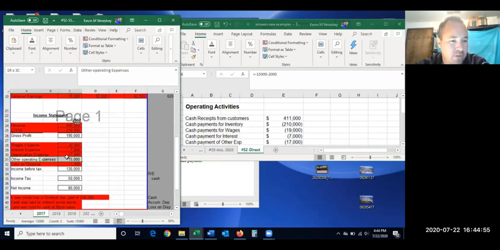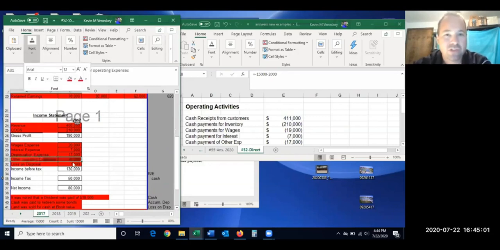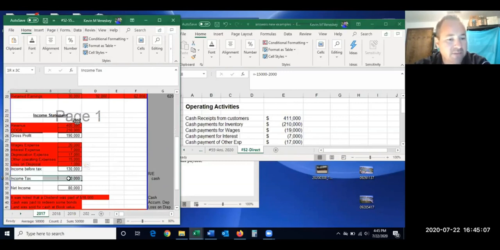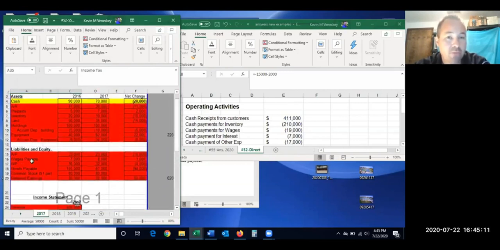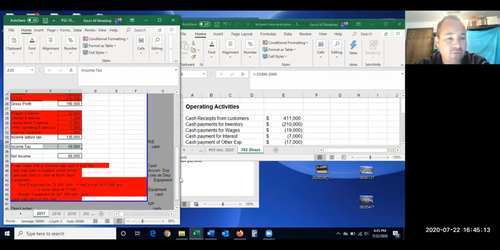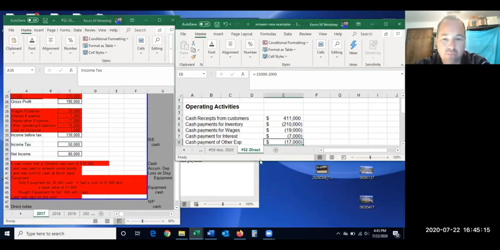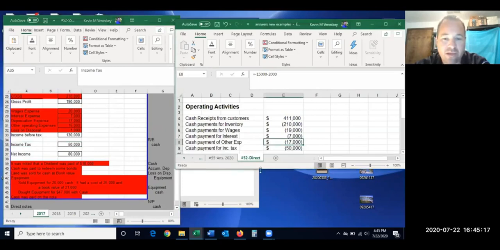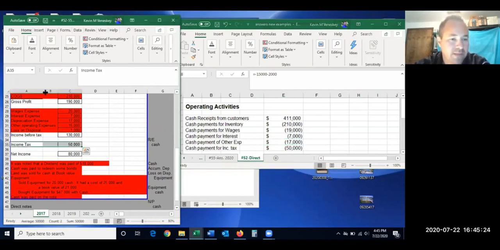And I'm almost done with this. My loss, I just don't need to put that on there. Just like with depreciation, I don't need to readjust for it. The only thing I have left is my income tax, 50,000. I don't have any income tax payable. So whatever it is, I paid it all off right now. So I'm going to put cash payment for income tax, 50 grand. That takes this away.